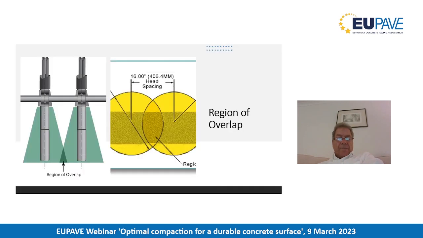What I'm showing here is once you've established the area of influence of the vibrator, you've got to ensure that when you set the centers, you make the correct adjustment for an overlap. The overlap is the key to your consolidation and improving the consistency of vibration across your slab. And this proves the point.